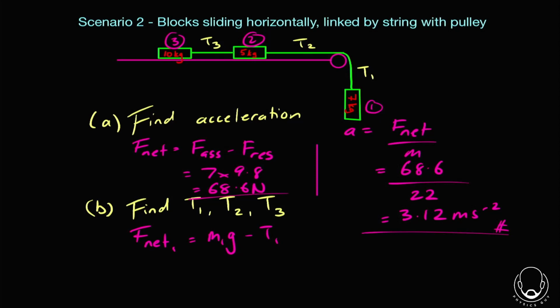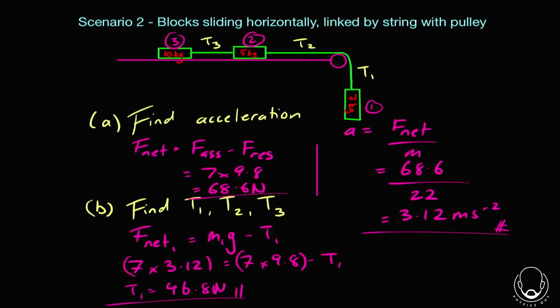Okay, so our net force there is going to be mass times acceleration. So it's 7 times 3.12, that is our MA. And that is going to be 7 times 9.8 minus T1. From this we can rearrange and solve for T1. T1 ends up being about 46.8 newtons.